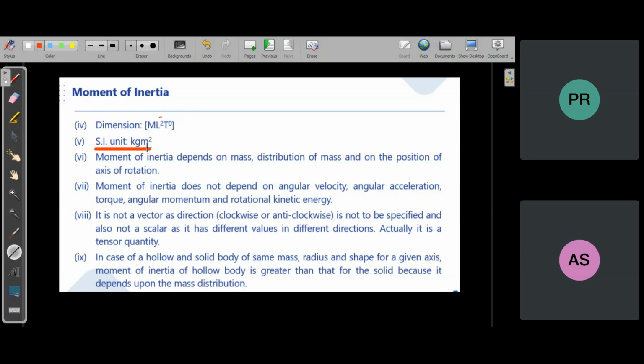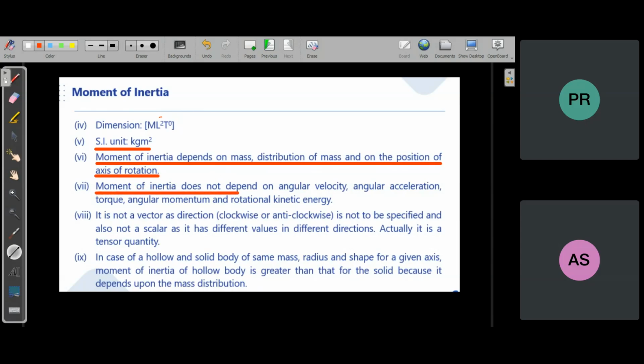Now here you have to understand that moment of inertia does not depend on mass only. It depends on total mass as well as distribution of mass about the axis of rotation. It also depends on the position of the axis of rotation. That's why I said distribution of mass about the axis of rotation. So if you change the axis of rotation, then distribution of mass about the axis of rotation will change and moment of inertia will change.